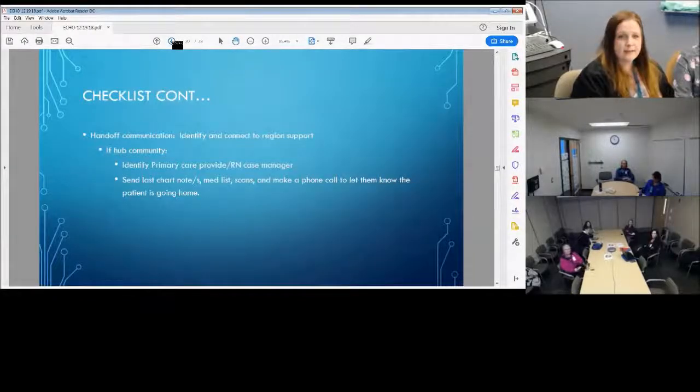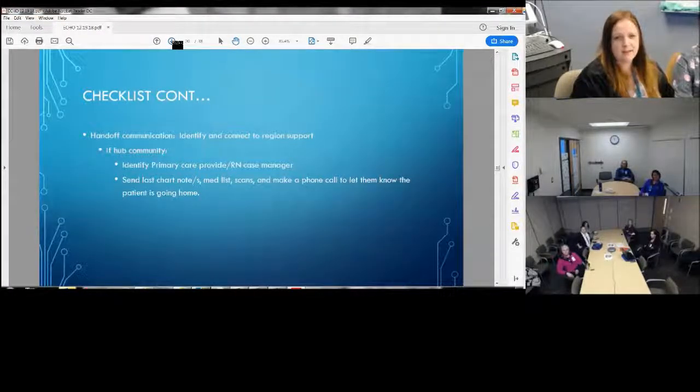So this is, again, this is about the handoff. This piece is really, really important, and this needs to happen inpatient as well as in the clinic. It's important to physically call the village or the hub and identify who the primary care provider is and who's the RN case manager.